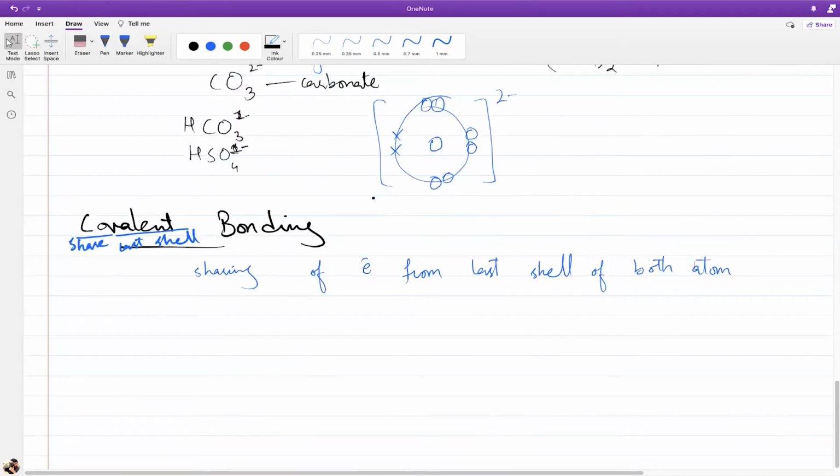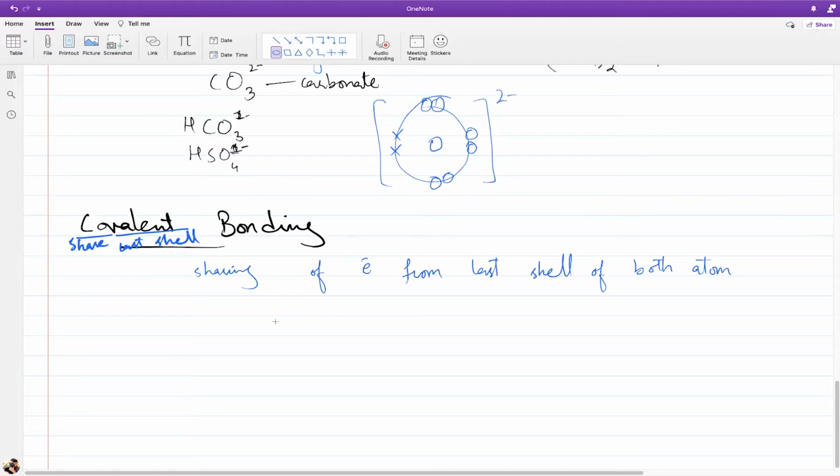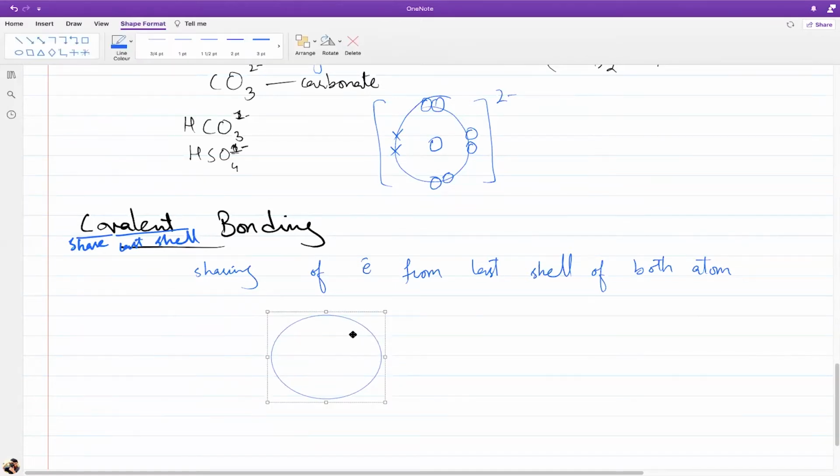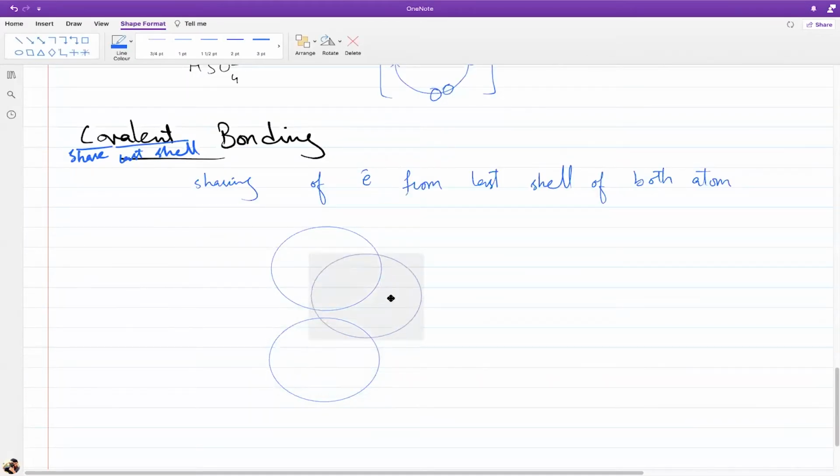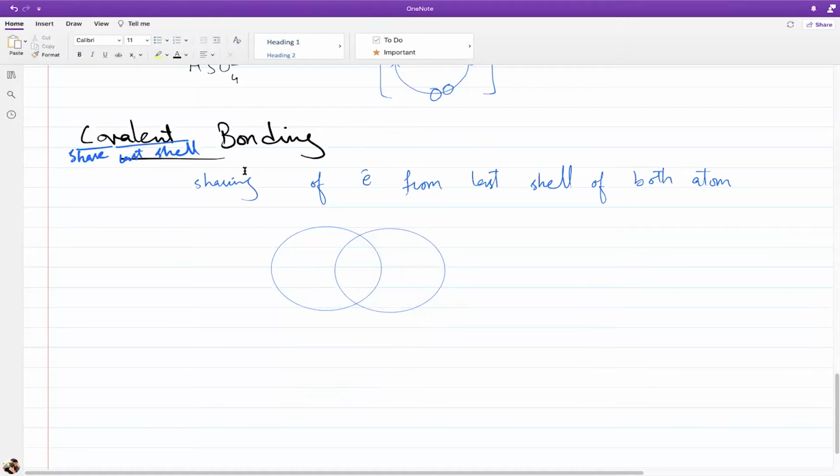But the bonding itself was simply a strong force. So bonding is nothing but strong force. In the case of ionic, we said it is strong electrostatic force. What is it in the case of covalent bond? When we say that we are sharing electrons, we are basically using a symbol or a diagram which is like this. So we have two atoms which are overlapping each other.